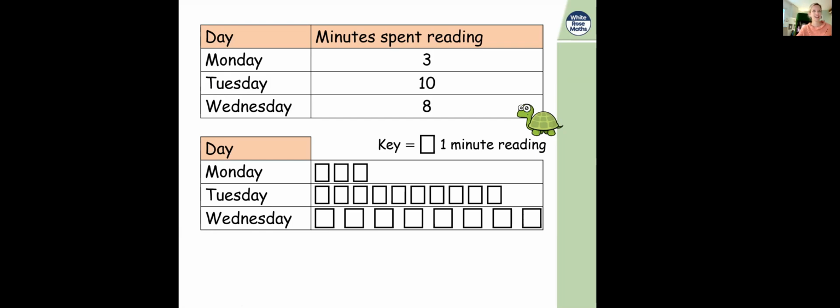that's not a rectangle, is it? That's a square. That's confusing. Let's count how many squares there are. 1, 2, 3, 4, 5, 6, 7, 8. They've put the right amount in, but it's not right, is it? Because they haven't followed the key. They haven't used a rectangle. They've drawn squares in for Wednesday, so it's not quite right. It doesn't make any sense.